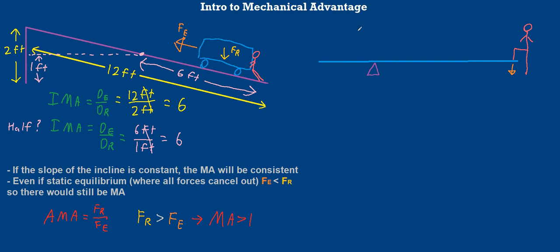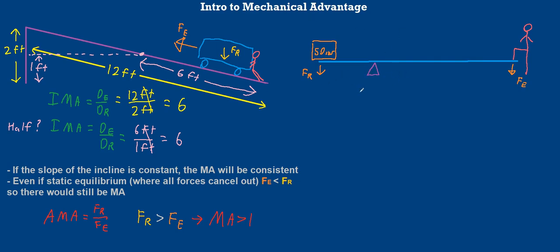And let's actually make this balance. So let's put some weight on the other side. Let's just draw a box, and let's say it weighs 50 pounds. And this 50-pound box is pushing down, and we'll call that the force resistance. Whereas the force that this person is pushing down with, we'll call that just our force effort. That's the effort that he's putting down.